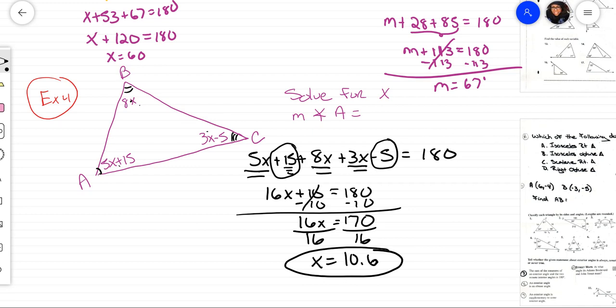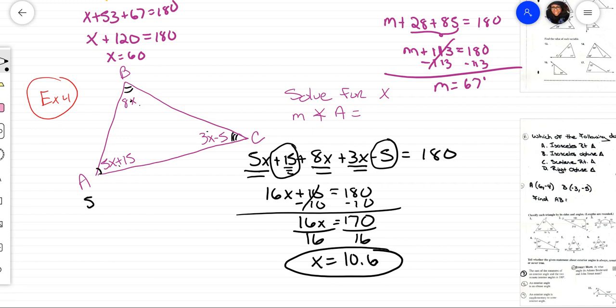And now I ask you to find the measure of angle A. So since I'm rounding, I'm going to plug in what I rounded. Make sure you don't, some people round, but then they still use whatever came up in their calculator. So you want to make sure you use the rounded value. And then I'm plugging that in.